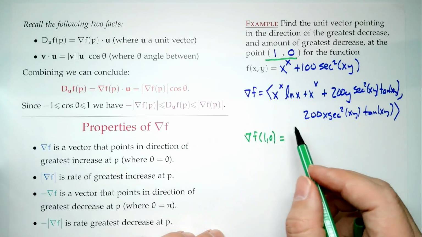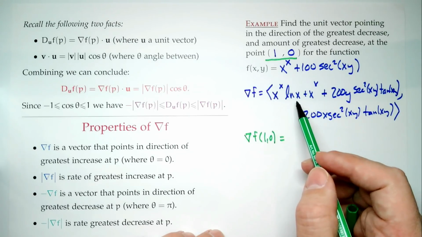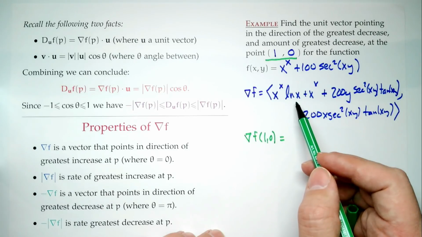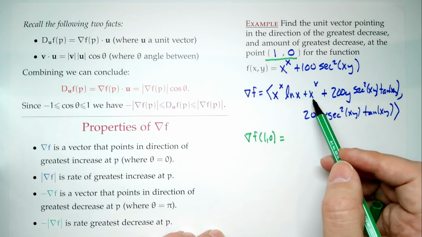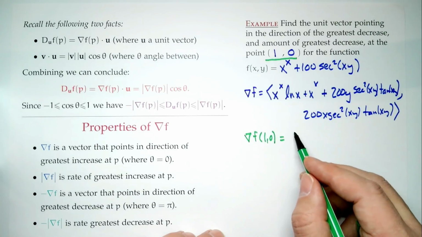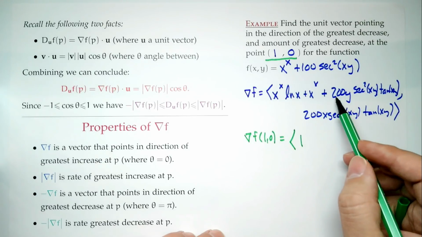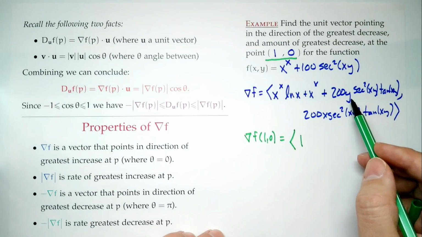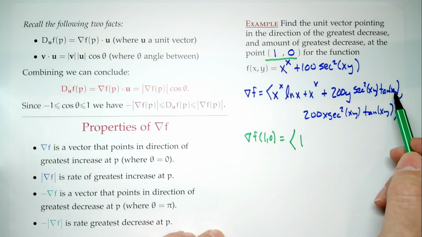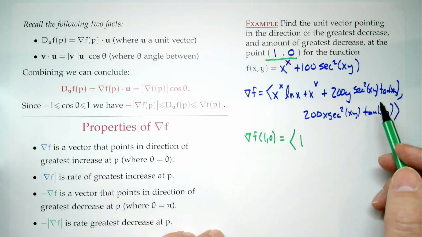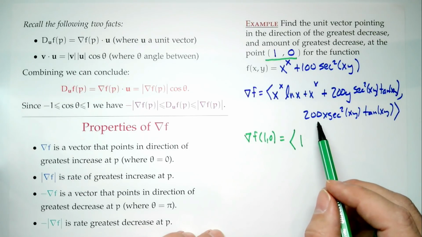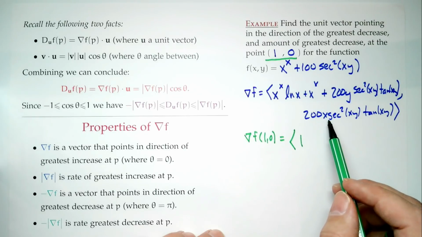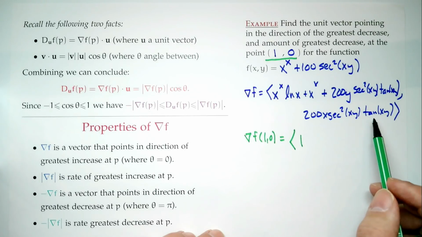1, 0. 1 to the 1 times log of 1? 0. 1 to the 1? 1. 200 times 0 times secant squared of 0 times tangent of 0. 0. Okay, come down here. 200 times 1 times secant squared of 0 times tangent of 0.